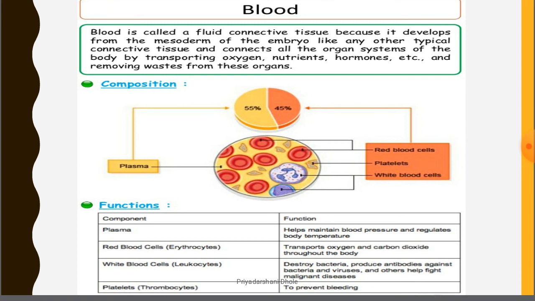And red blood cells transport oxygen and carbon dioxide throughout the body. They are also called erythrocytes. Then white blood cells are called leukocytes. They destroy bacteria, which acts as a protective function. They destroy bacteria, produce antibodies against bacteria and viruses, and help to fight malignant disease. And last, the platelets, also called thrombocytes, prevent bleeding, acting as a clotting material.